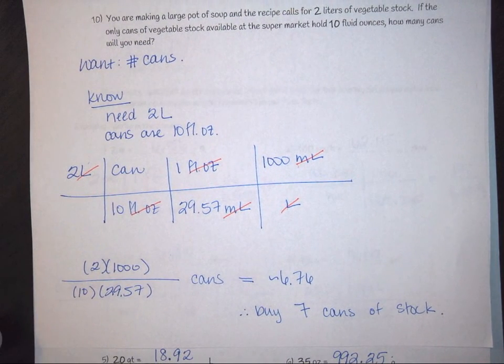So there you have it. That is, in a nutshell, everything that you would need to know about being able to go back and forth between the US and the metric system.